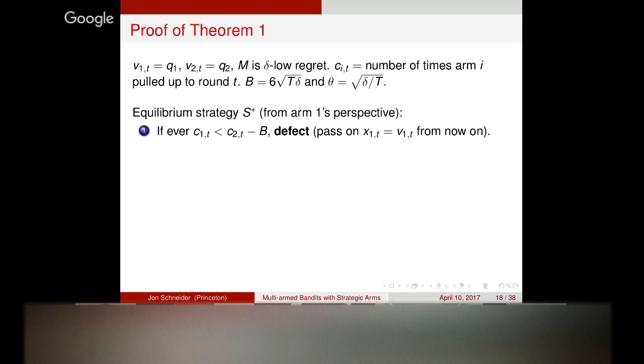So this is the equilibrium strategy for the arms. First of all, if ever you're played less than 1/b times the other arm, you should defect. Basically, just give out your full value from now on.